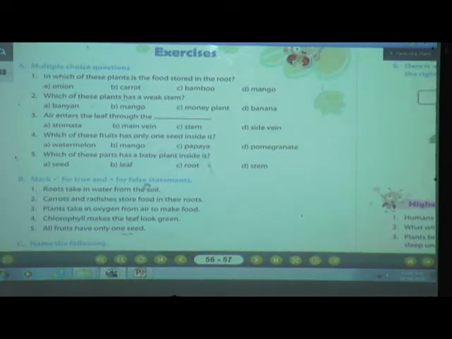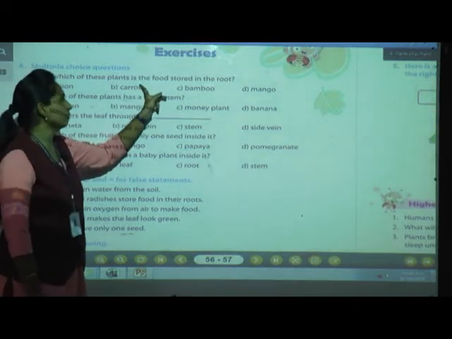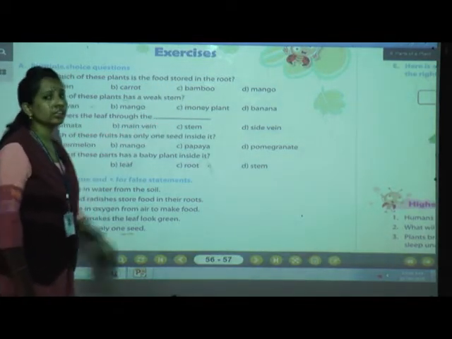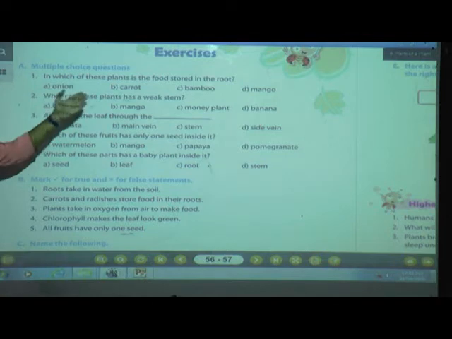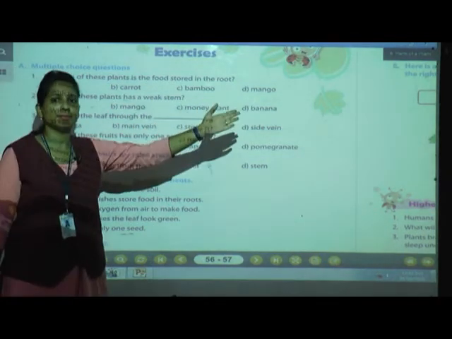Page number 56. What is the A question? Question 1 is MCQ, multiple choice question. Shall we start? Yes, let's start. First one. In which of these plants is the food stored in the roots? The options are onion, carrot, bamboo and mango.